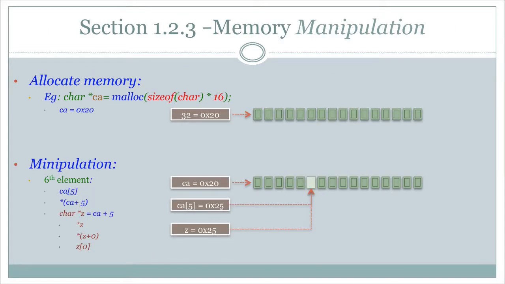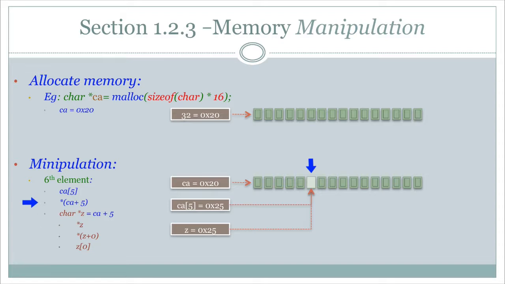What then? How is this an array? Well, if you want to get to the sixth element in that array, in that block of memory, you can use array notation. So you can say my CA square bracket 5. In this example here, we have allocated 16 bytes of characters. So now we have 16 bytes and we want to get to the sixth byte. So I can say CA, the character array, offset 5 or index 5. And that means go to the sixth element, because we're doing zero-based, right? So 0, 1, 2, 3, 4, 5. And so that's the sixth element in my array.